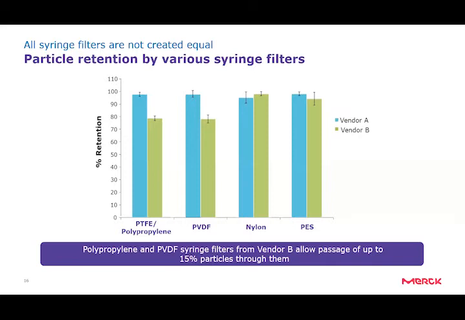But as you can clearly see, for the PTFE versus the polypropylene membranes, as well as the PVDF membranes from the two vendors, only the PTFE and the PVDF membrane from vendor A shows the quantitative recovery of the particles, whereas the polypropylene and the PVDF membrane from vendor B allows roughly 20% of the particles to go through this syringe filter.